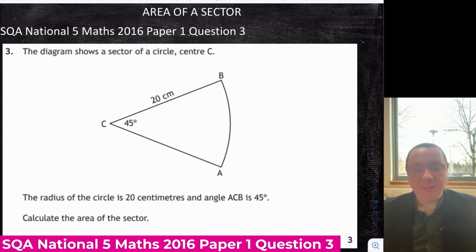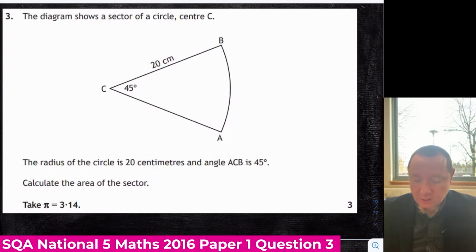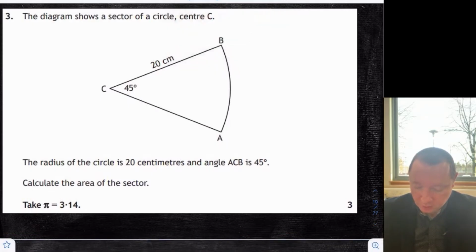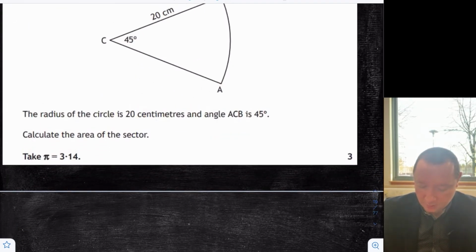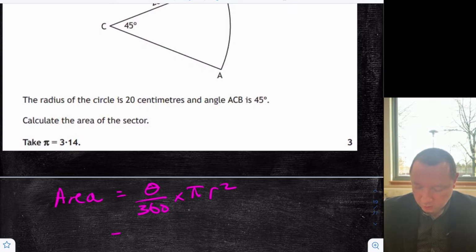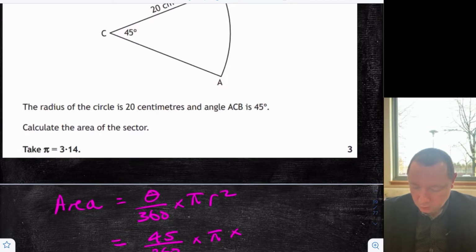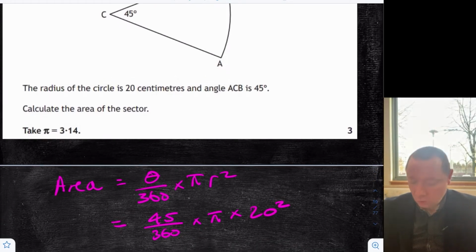SQA National 5 Maths 2016 paper 1 question 3 for area of a sector. The diagram shows a sector of a circle, centre C, and the radius is 20, the angle is 45. Calculate the area of the sector without a calculator. So we'll start off the same way. Area equals angle out of 360 times pi r squared, and we calculate that by putting 45 out of 360 times pi times 20 squared. 2 marks so far, 1 mark for getting the fraction and 1 mark for substituting in, and now we just need to do lots of work to get the actual answer for our final mark.